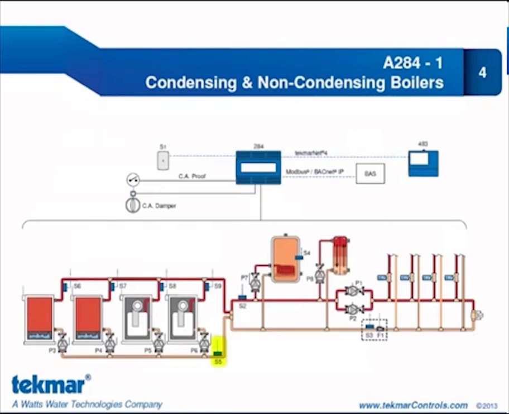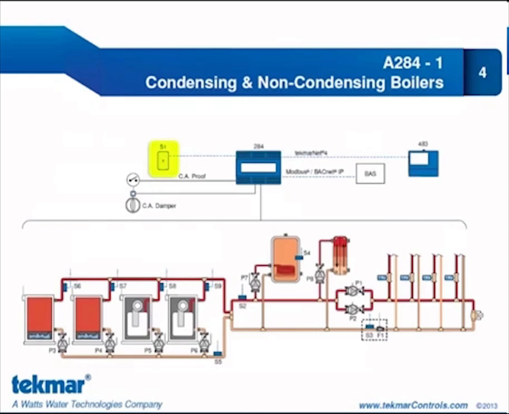Because we have the boiler inlet sensor and individual boiler outlet sensors, we can also do a delta T calculation for each of those boilers, and that can also be communicated to a building automation system. You can see we have attached the 284 to a building automation system, and we are communicating with either Modbus or BACnet IP. It's one or the other, we can't do both. We are also connected to a gateway 483, and we can communicate certain information to the gateway using the TechMarNet 4 communication.